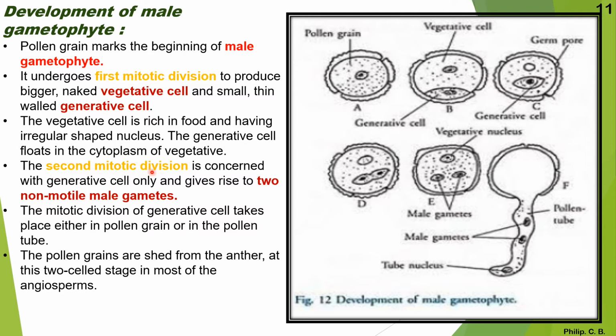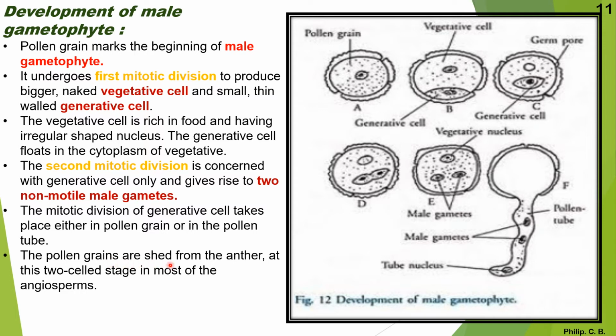The second mitotic division is concerned with the generative cell only and gives rise to 2 non-motile male gametes. That's what you can see here, formation of 2 non-motile male gametes. The mitotic division of the generative cell takes place either in the pollen grain or in the pollen tube. So the pollen tube carries the male gametes. So this formation can take place either inside the pollen grain or in the pollen tube itself.